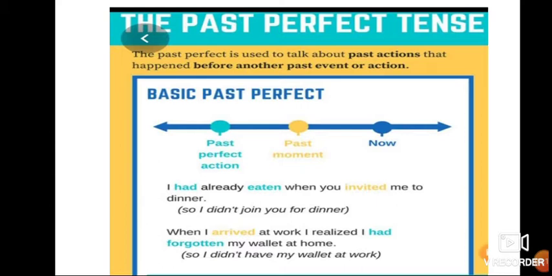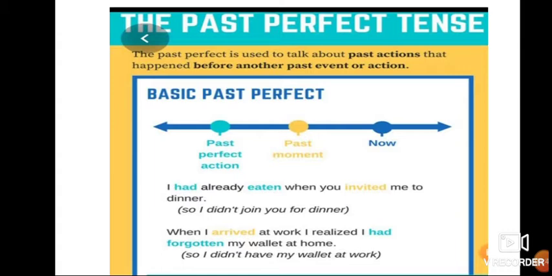I'll repeat once again. The past perfect is used to talk about some action that has happened in the past, but which had happened even before another past event or action. So, it is about a past action which has happened very, very long ago.